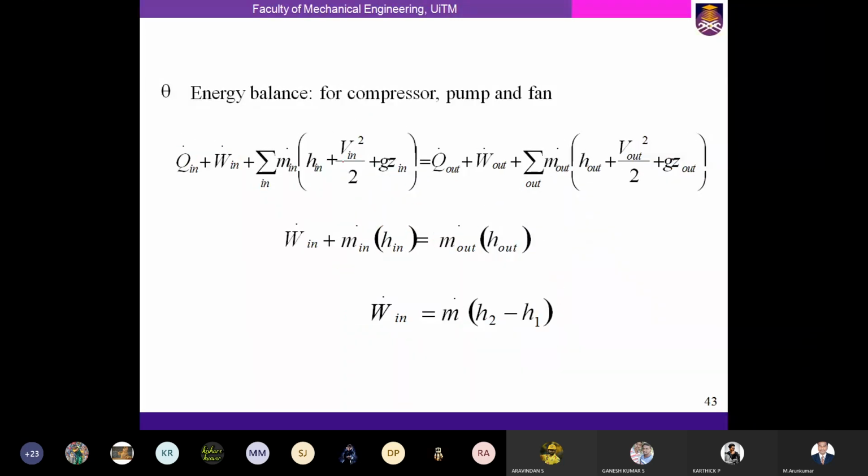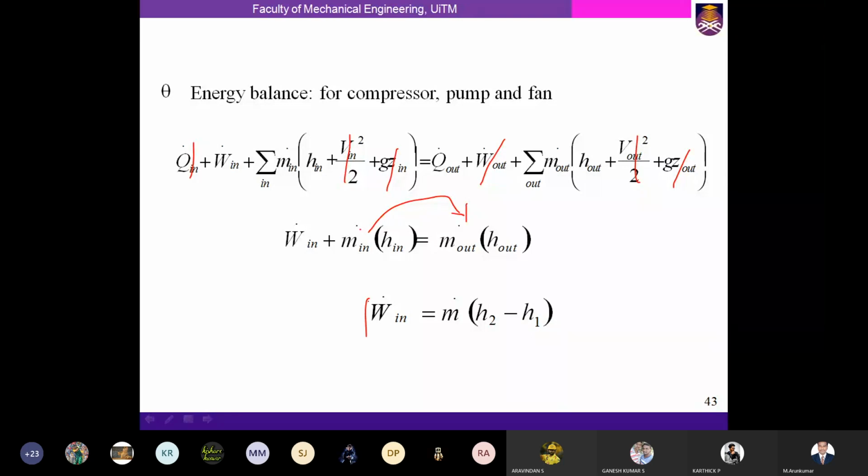Then for compressor, again there is no V2, we can avoid this, and W in will be there. There is W in, there is no W out, and we can write this equation. And again we can bring this M in to RHS, then we can have W in equal to M dot, since M in equals M out, so M dot is constant, and H2 minus H1.